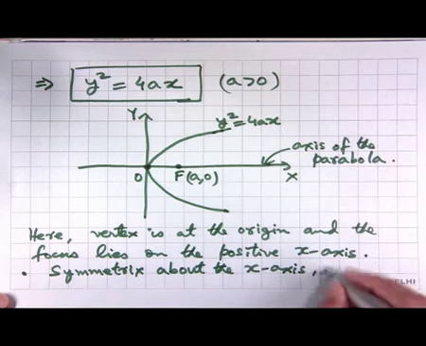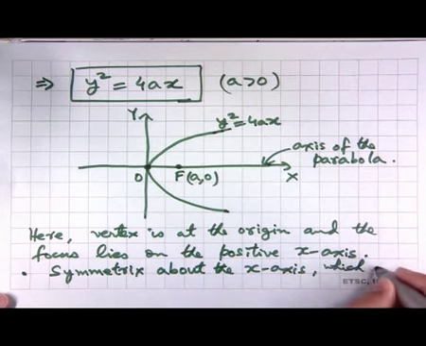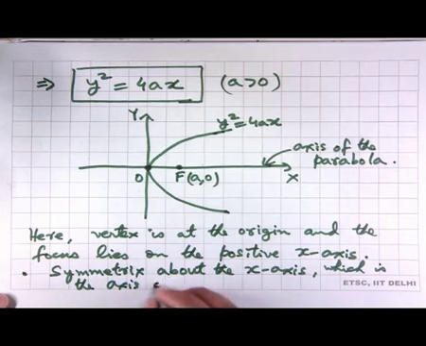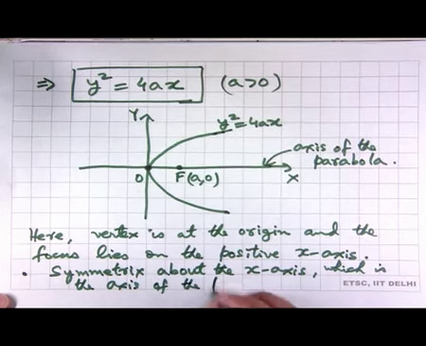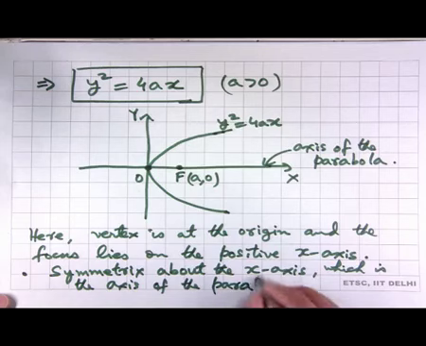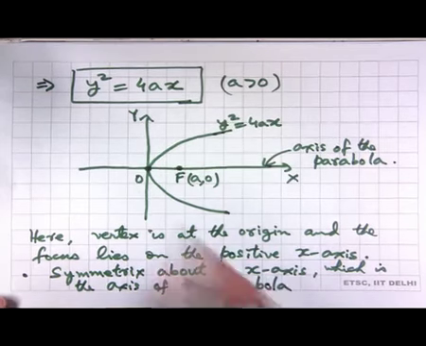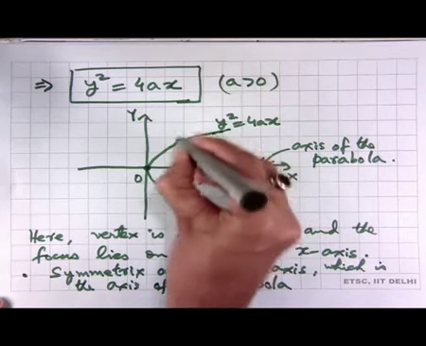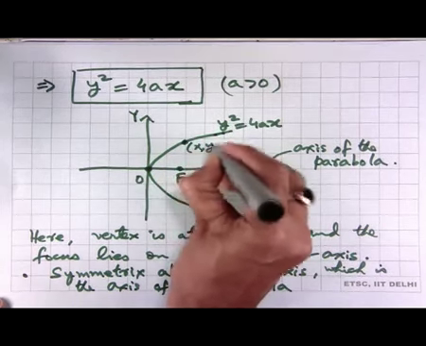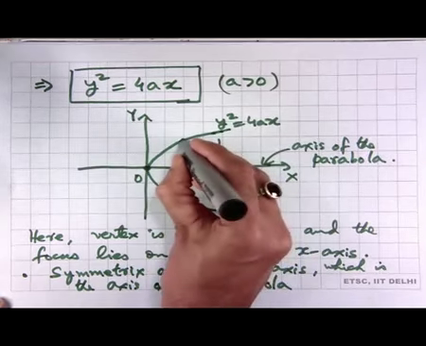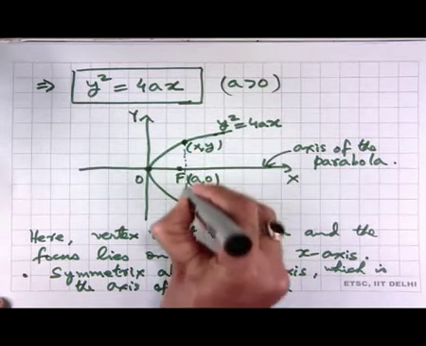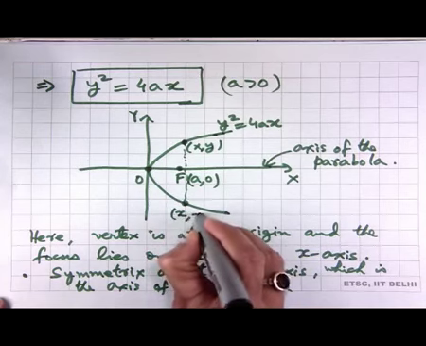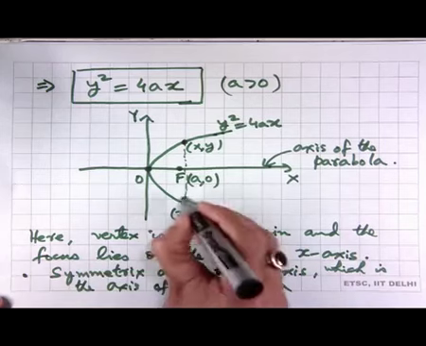X axis, which is the axis of the parabola. So, this is symmetric means that if I have any point x comma y on the parabola, then we also have the point x comma minus y. This also lies on the parabola.